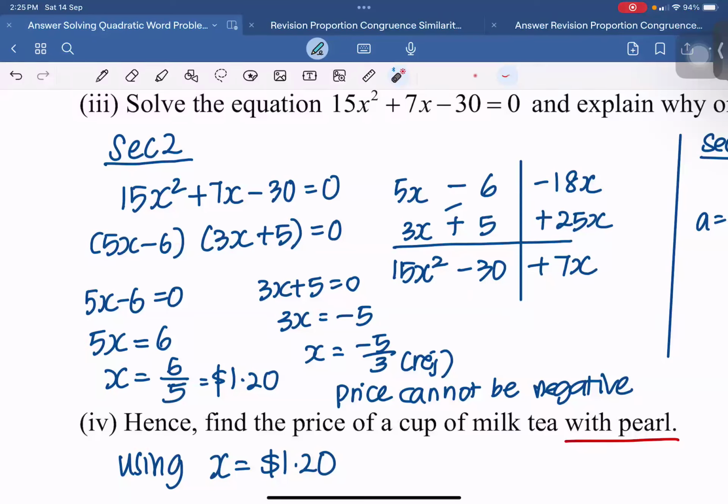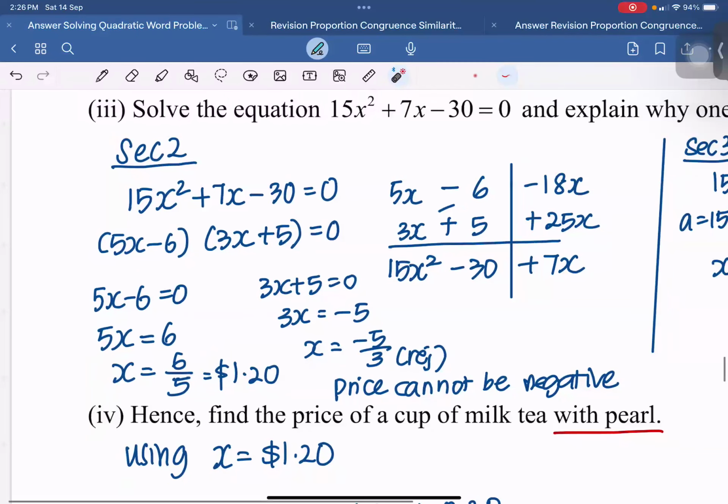Please take note, sometimes the question gives equal to 0, then you write this answer. Sometimes the question never gives the equals to 0, then you have to leave the bracket form as the answer. Okay, please take note of your careless mistakes.